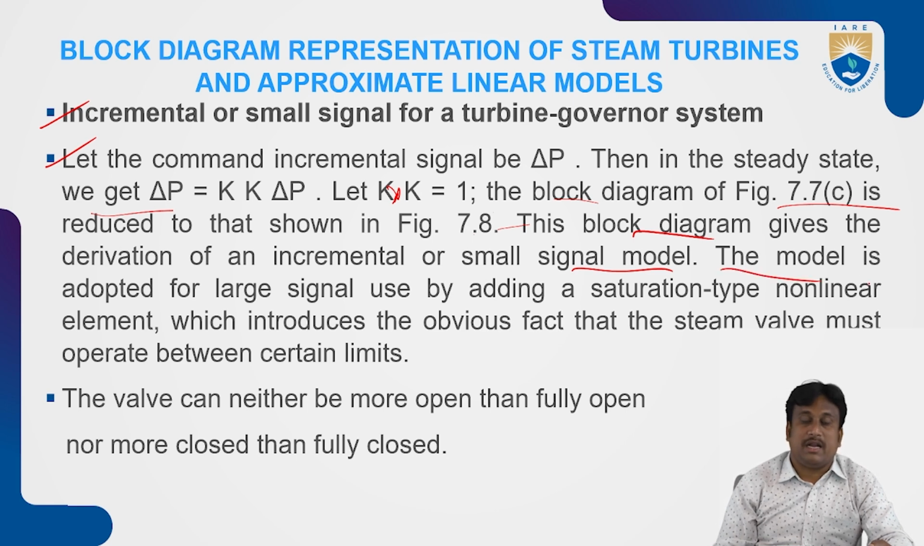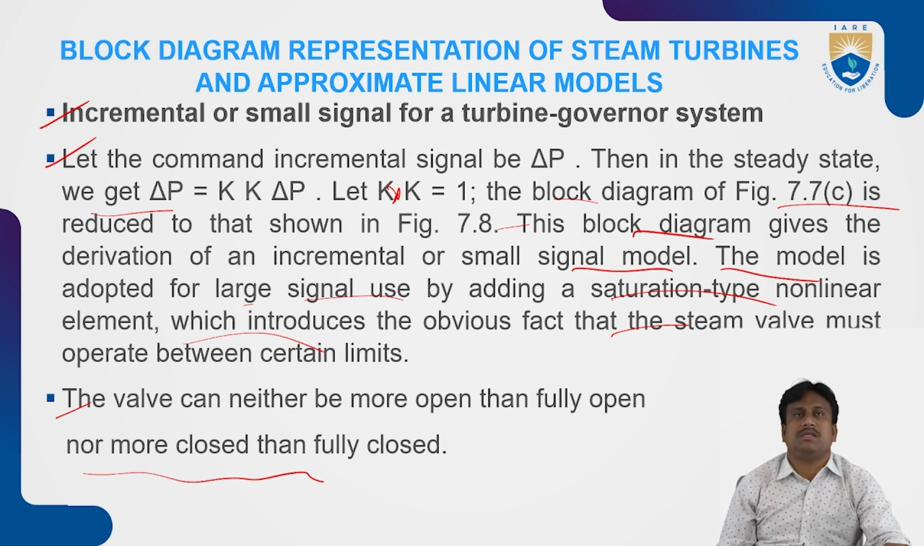So the model is adapted for large signal usage by adding a saturation type nonlinear element. With this, we introduce the obvious fact that the steam valve must operate between certain limits. So the valve can neither be more open than fully open nor more closed than fully closed. So these are the preliminary conditions we must assume when we are going to connect to the valve.